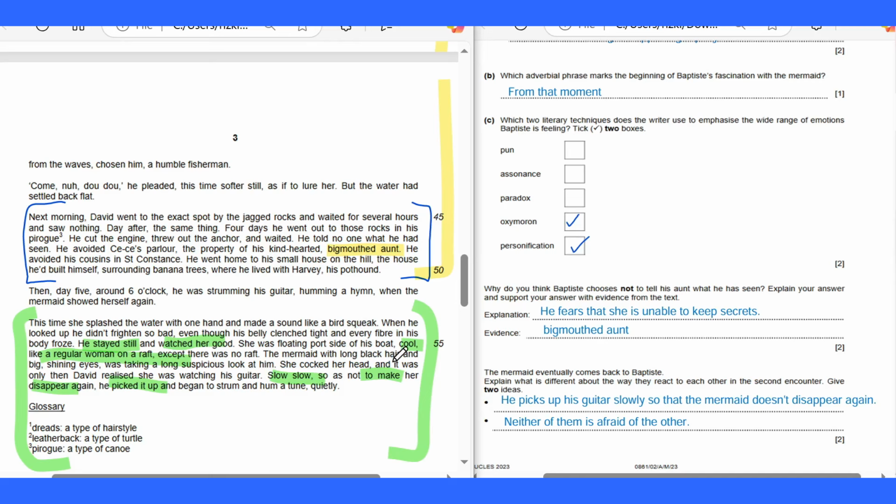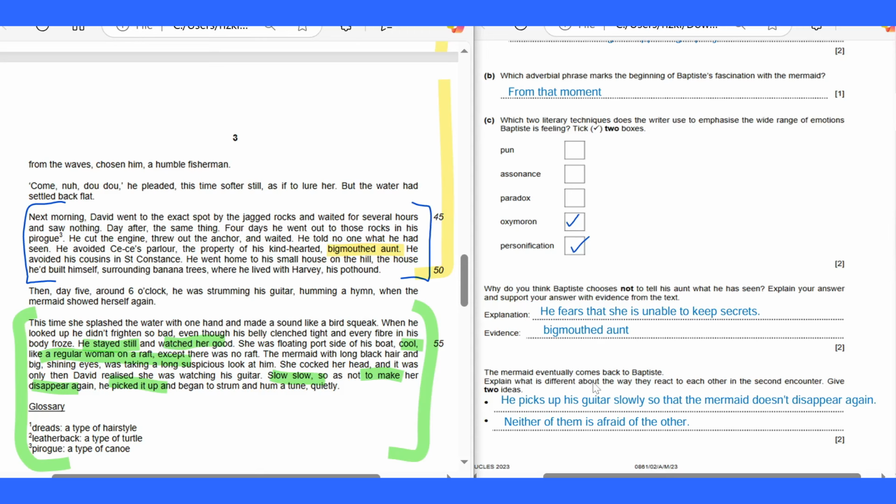She cocked her head, and it was only then David realized that she was watching his guitar. So she's looking at his guitar. You can also write that. And she was floating port side of his boat, cool like a regular woman, so she doesn't disappear immediately. She wants to watch him play his guitar. You can also say that.